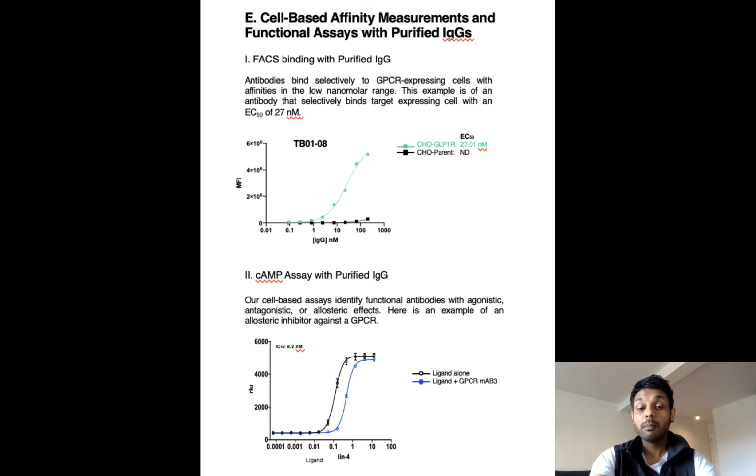The binders from our FACS initial binding study are then characterized in functional assays. Here, I'm showing an example of a GLP-1R antibody that was developed using this library, and which shows that it specifically binds to our GLP-1R overexpressing cell line and acts as an agonist in a cyclic AMP assay.